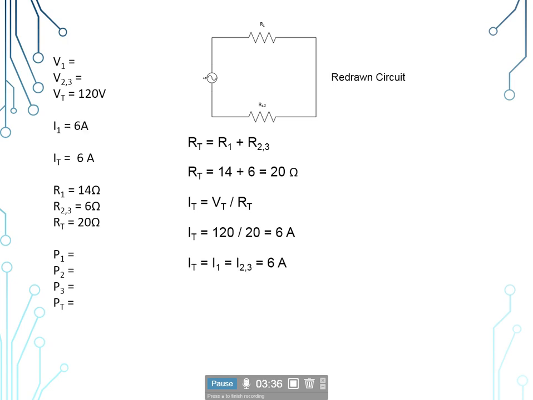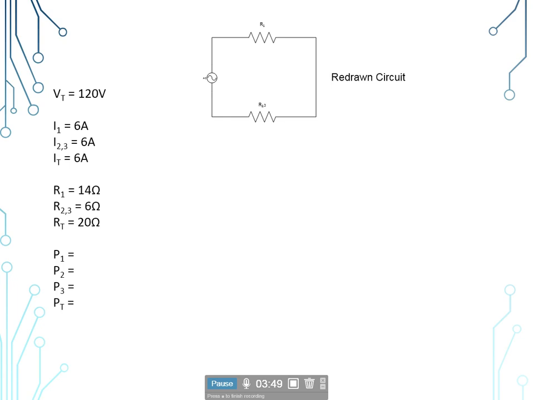Now because we are working with a series circuit, and the current remains constant, I sub t is equal to I sub 1 is equal to I sub 2,3, so we can populate both of those with that 6 amps also.